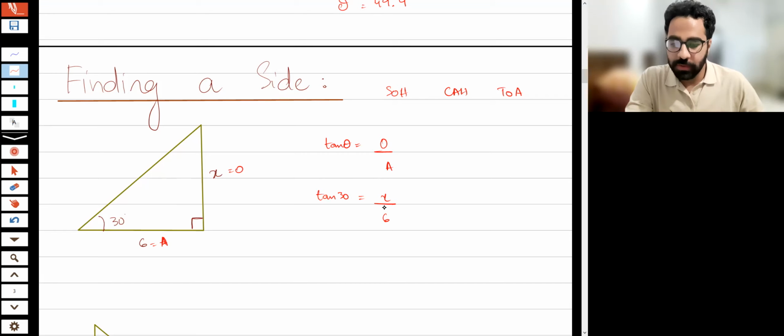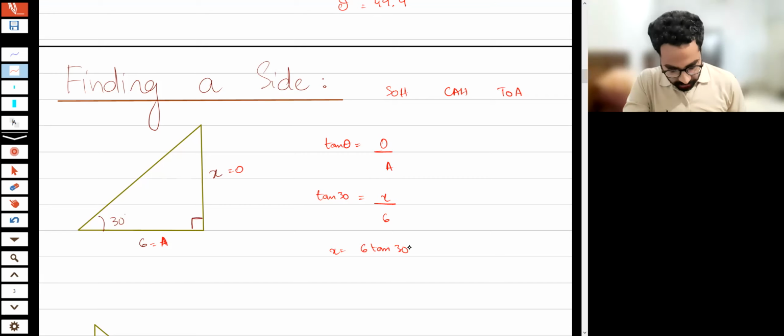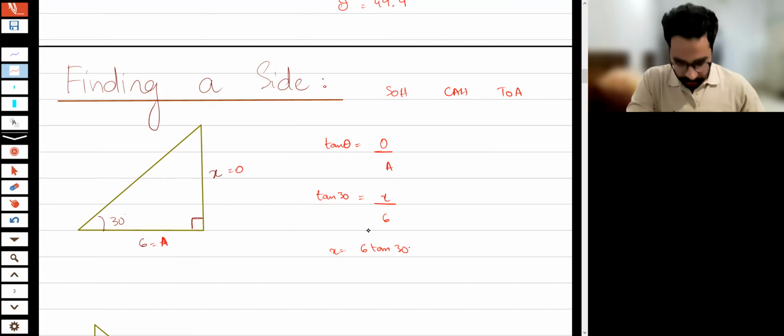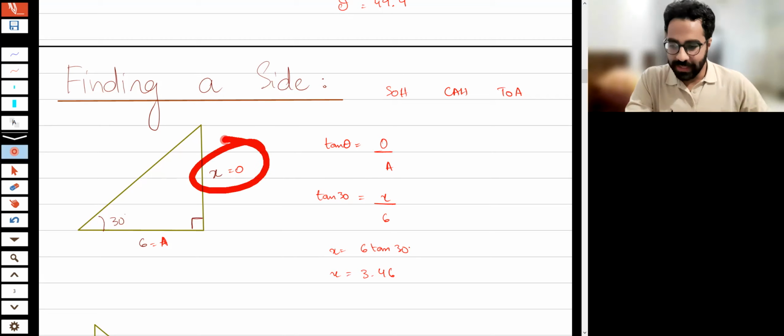In order to get the value of x, I'll make x the subject and I'll multiply 6 on the other side. Remember that 6 will not get multiplied with the angle. 6 will get multiplied by the whole tangent function. So I'll write x equals 6 tan 30. Now 6 tan 30 is 2 root 3 or 3.46. So the value of this side is 3.46.